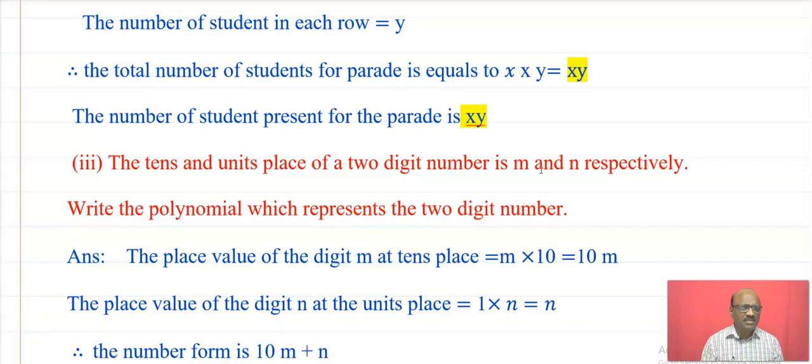Tens place is m and unit place is n. Write the polynomial which represents the two-digit number.